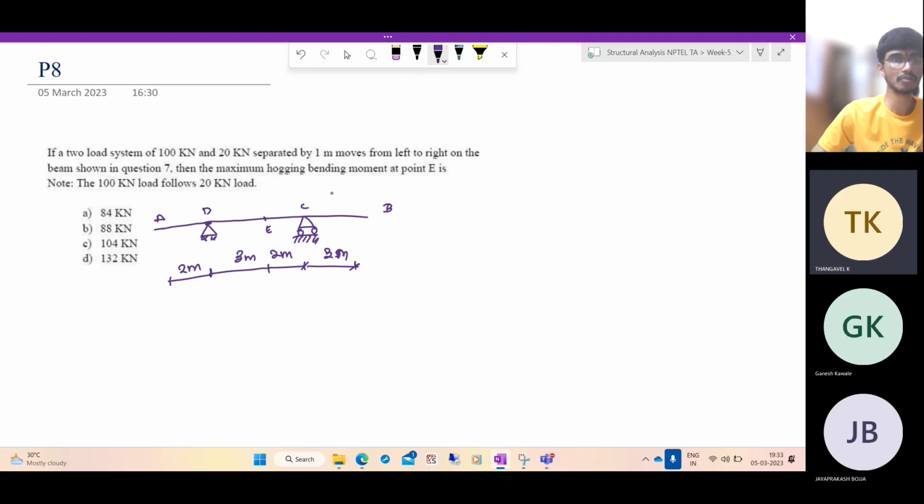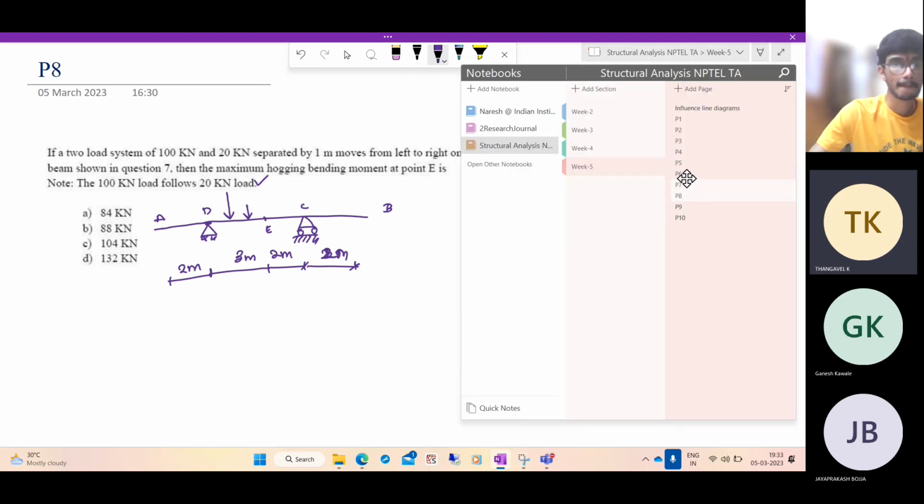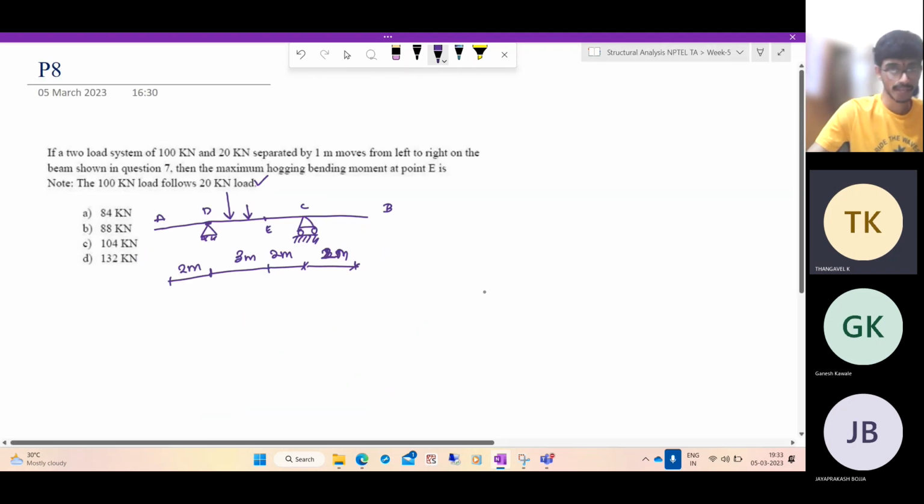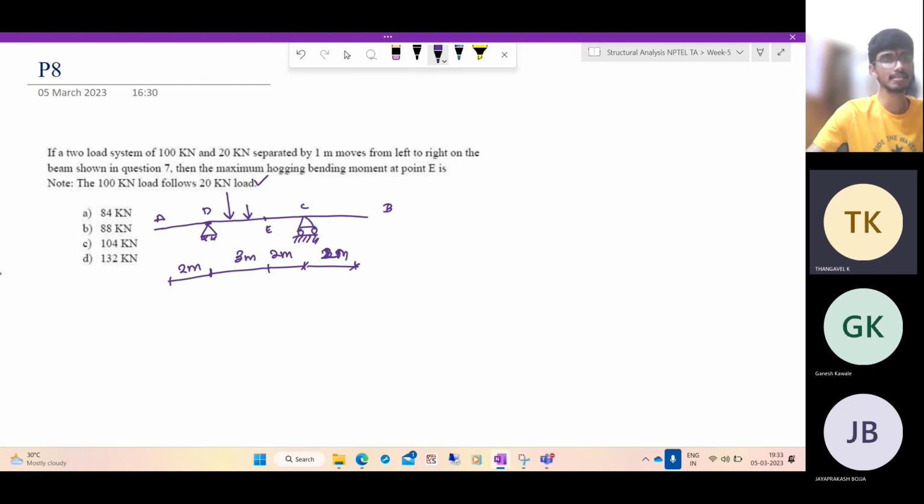Now they're asking that a two load system of 100 kilonewton and 20 kilonewton is moving. So first 20 kilonewton is going, then 100 kilonewton is going like this. It is moving from this side to this side. Wait, this is 2 meters. It's not 3 meters. 2 meters. Yeah, 2 meters. In this case, what is the maximum hogging bending moment at the point E?